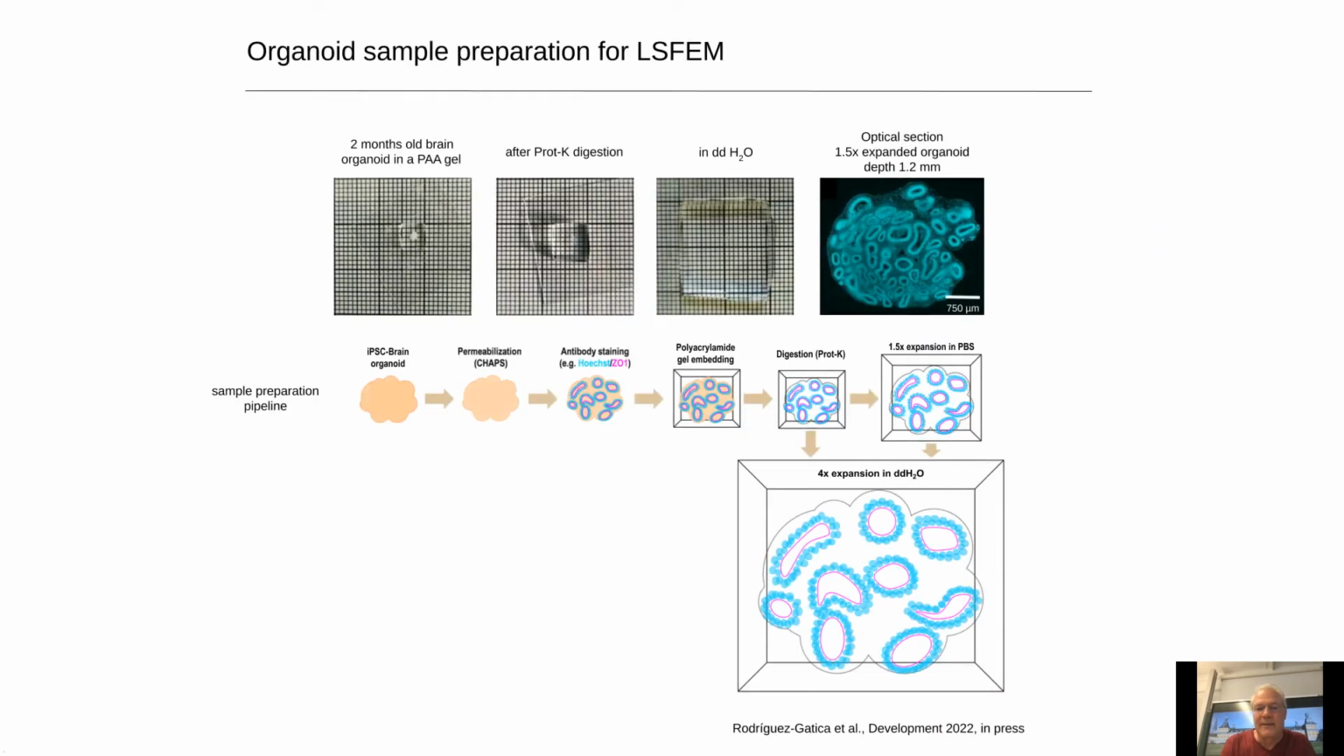I show you now an example where we applied this expansion technique to brain organoids. You can see on the left-hand side, in the upper image, the organoid, 2 months old, and you see the tiny white dot in the center that is opaque. Then in the center image, it is already digested and transparent, and then it expands on the right-hand side, where you see the magnified gel. And then finally, we can image that with a light sheet microscope.